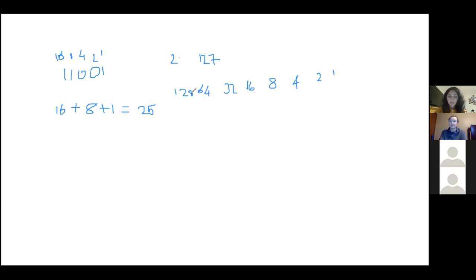So this is 8-bit binary, and we're looking for 127. Now, if we wanted to make 127, we don't need 128 because that's too many. So we need a 64, we need a 32, we need a 16, we need an 8, we need a 4, we need a 2, and we need a 1. If you added all of these numbers up, 64 plus 32 plus 16 plus 8 plus 4 plus 2 plus 1, you get 127, which is what we want.